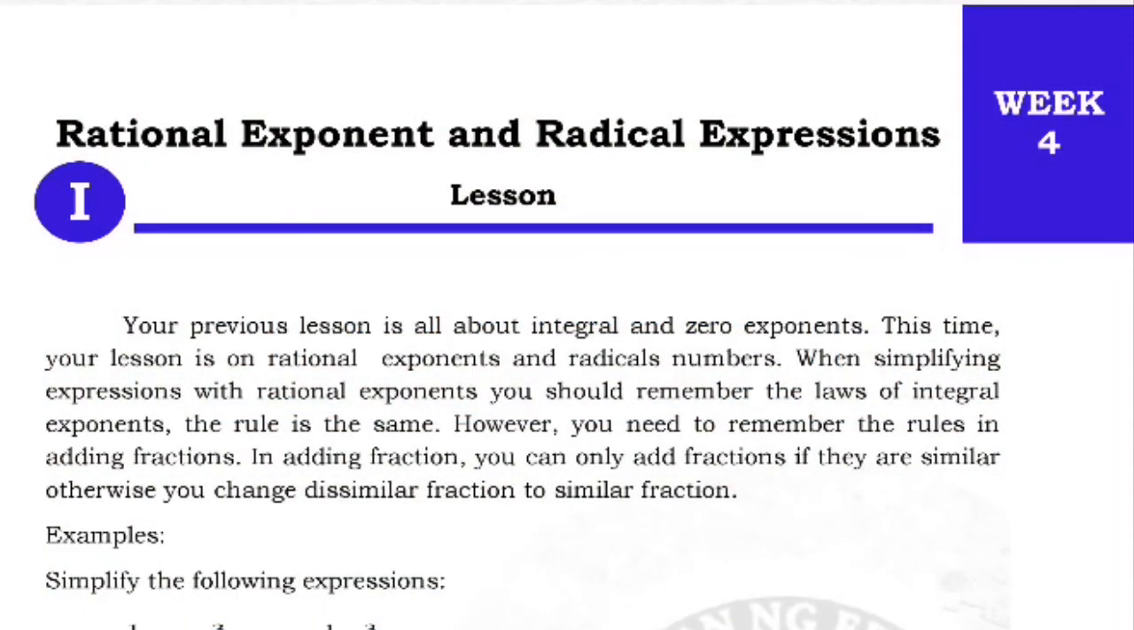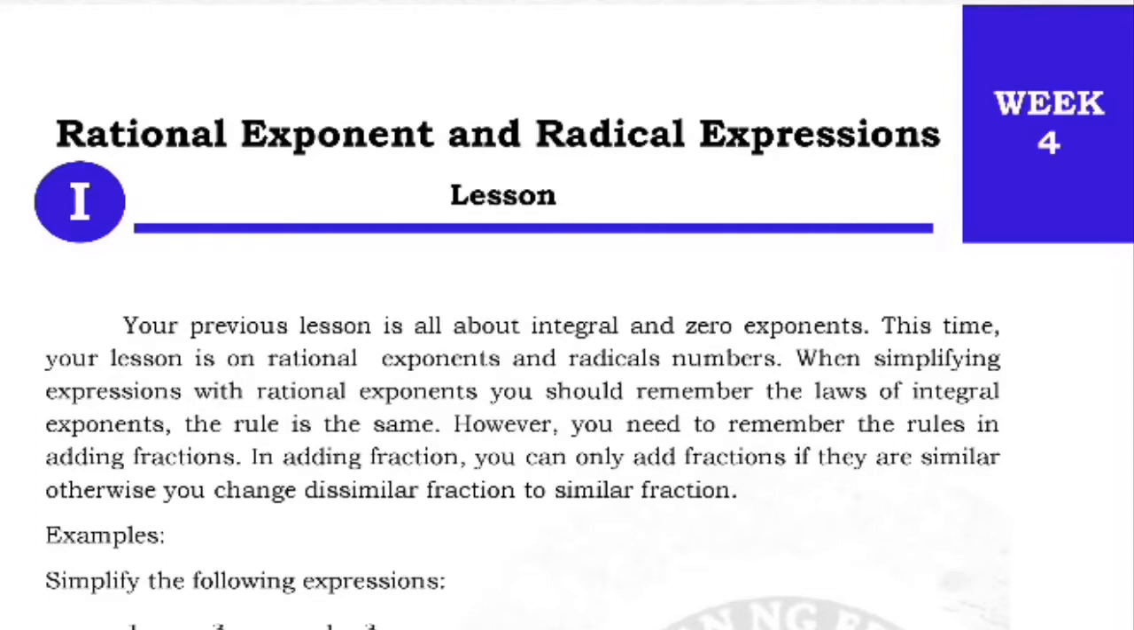In this video, I will discuss Math 9 Module, Quarter 2, Week number 4. Week number 4 is about rational exponents and radical expressions. Your previous lesson was all about integral and zero exponents. This time your lesson is on rational exponents and radical numbers.